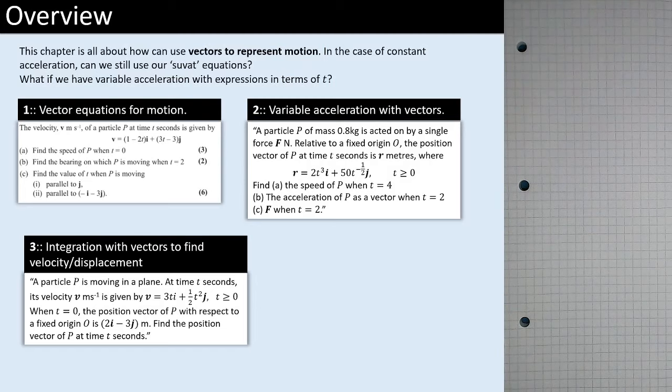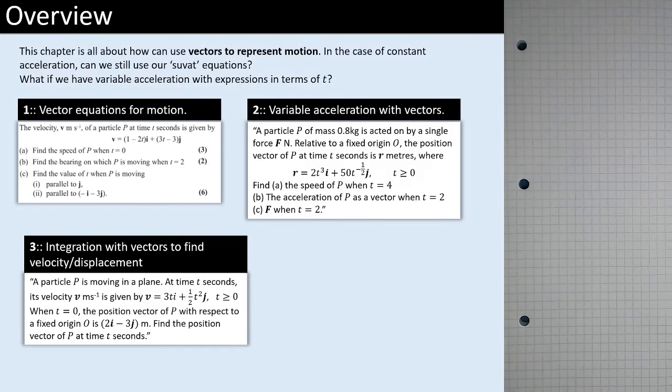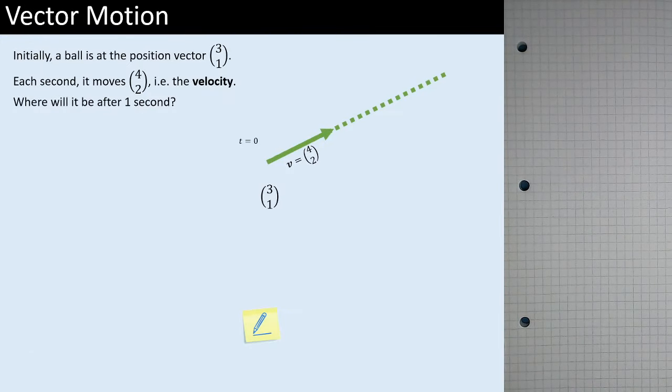So remember that integration is all about finding distances, finding areas under graphs. So that will come into what we're going to do with Suvat and vectors there as well, okay? So let's first try and get a little bit of a grasp of what vector motion actually is, what it looks like, what it represents, okay?